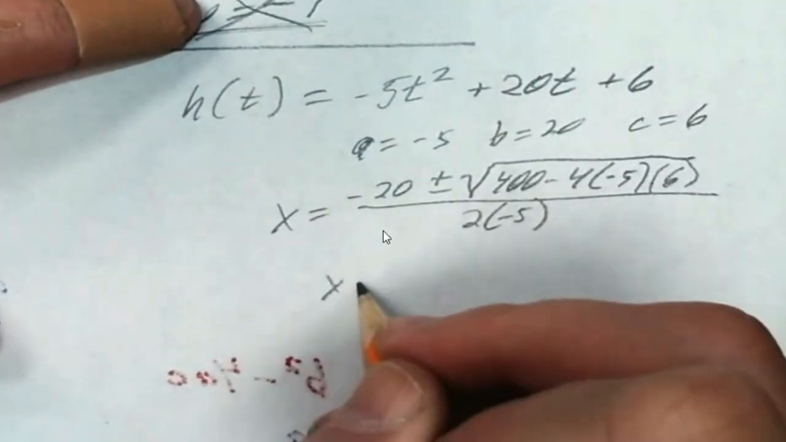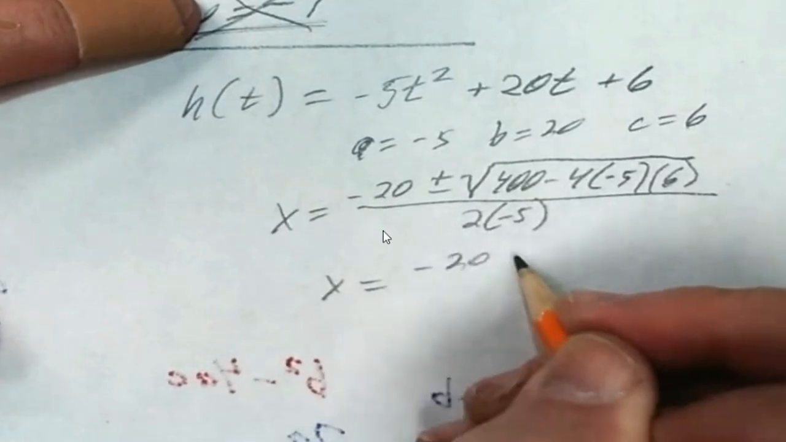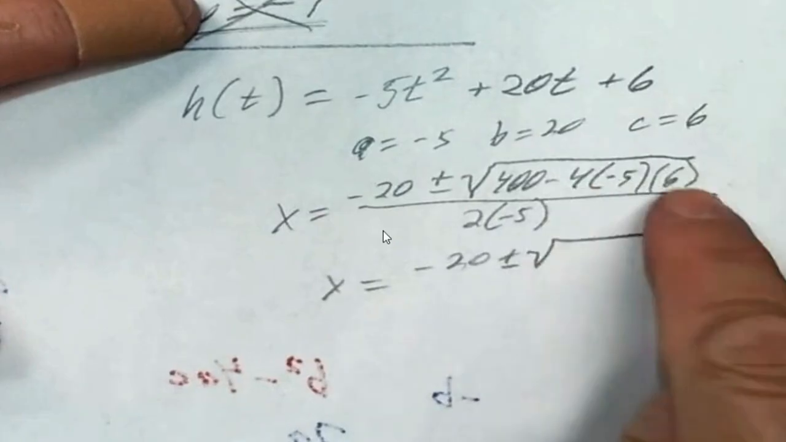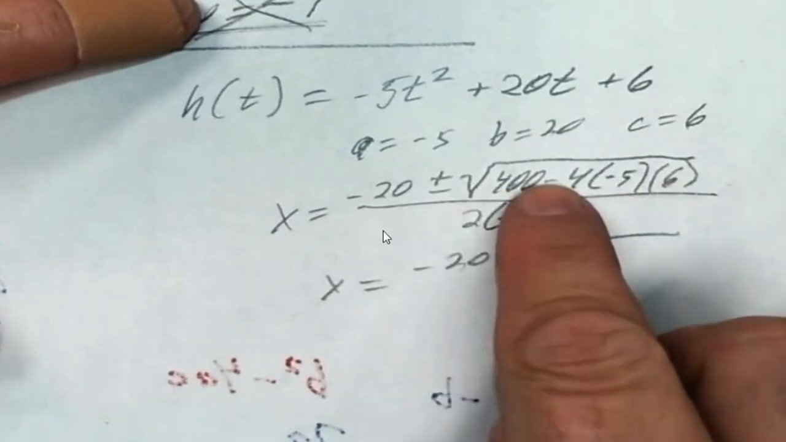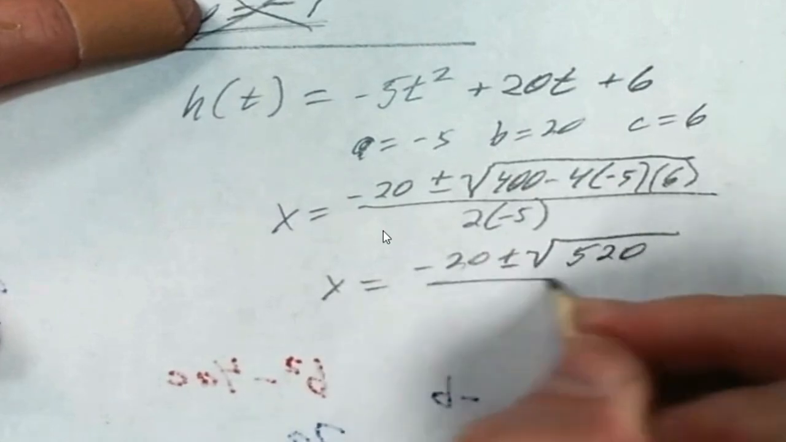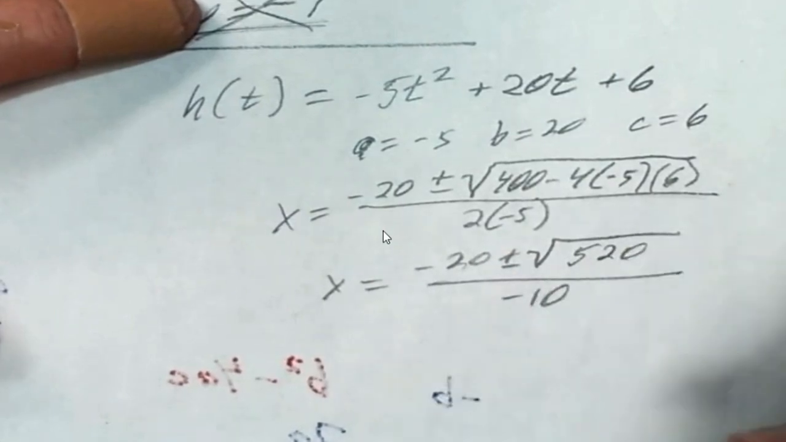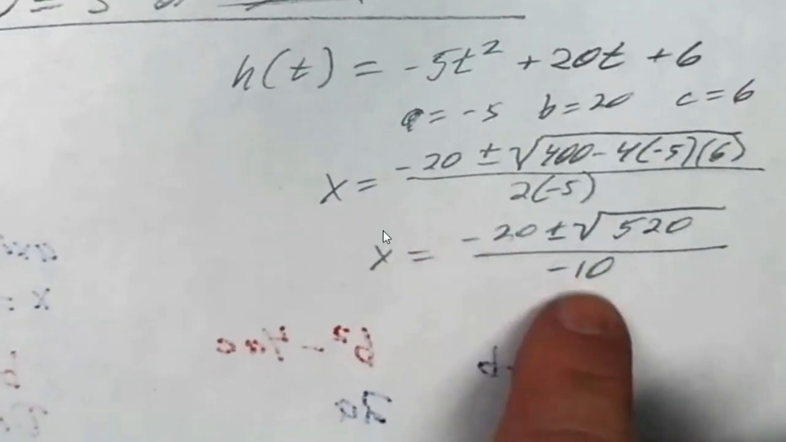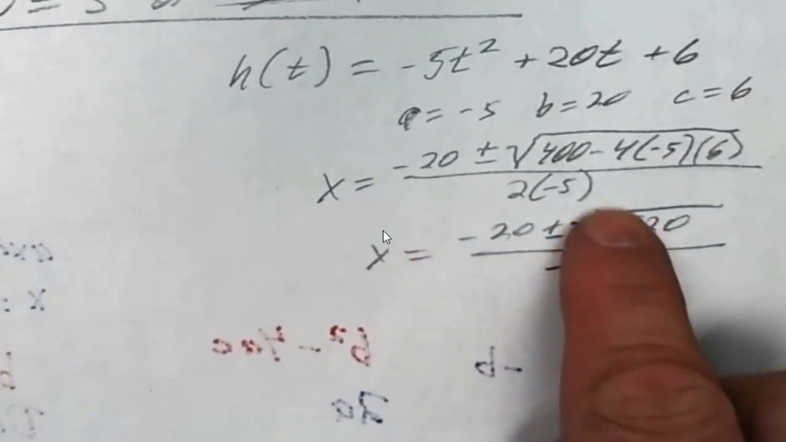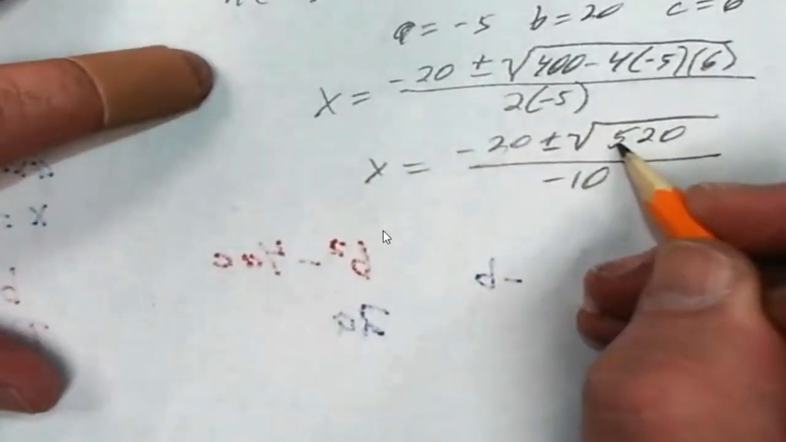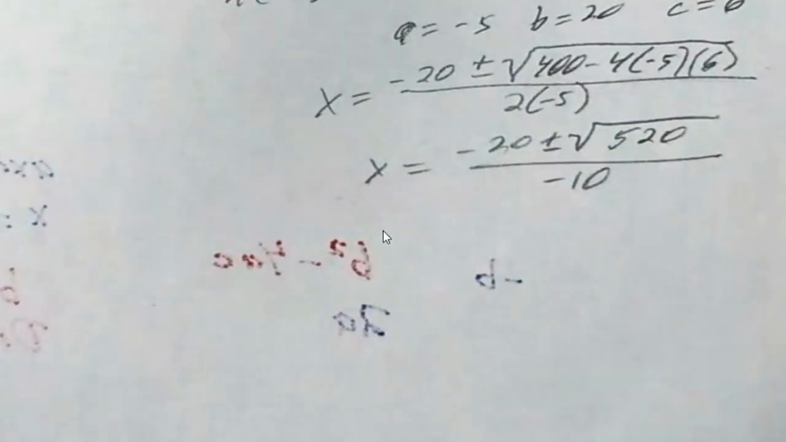So when we simplify this, we get negative 20 plus or minus. We said this was negative 120. So 400 minus negative 120, all over negative 10. Well, here's a nice thing. This negative over negative cancels out, but we still have this one to deal with. So let's not separate them yet. 520. We need to somehow, somewhat simplify that.